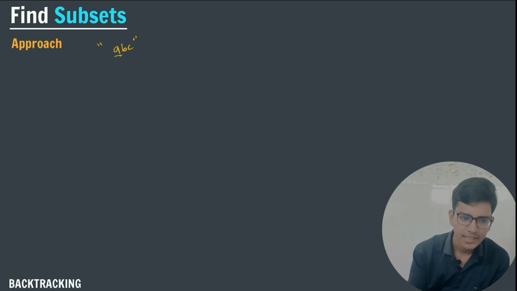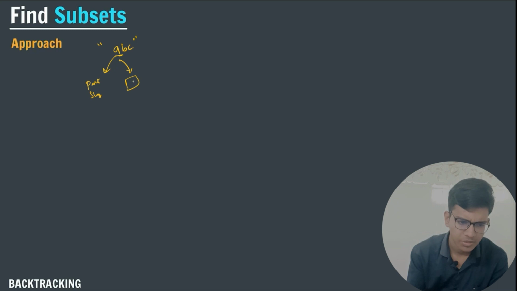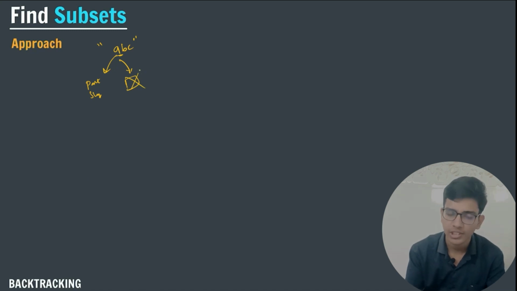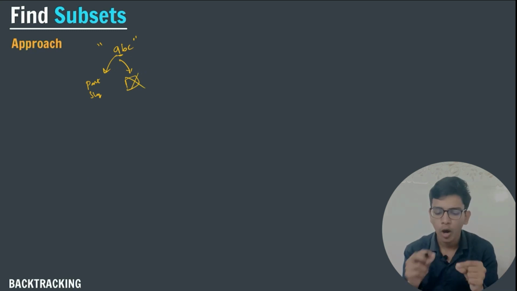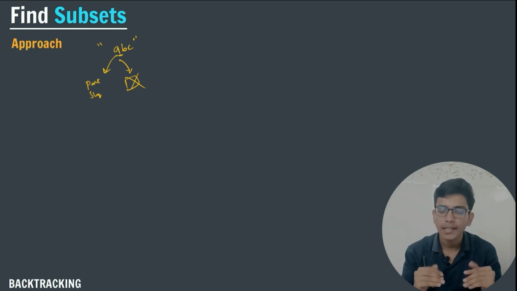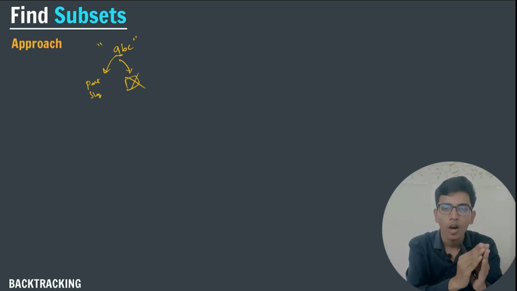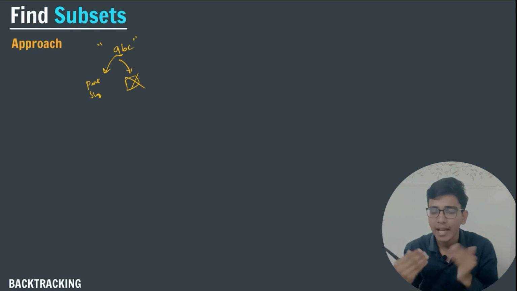Okay, here the starting character A has to make a choice, that is either it wants to be a part of the subset, or it doesn't want to be part of our subset. So at each point of recursion, each character has to make a decision, or make a choice. Either it can be a part of the subset, or it won't be a part of the subset. It has to make a choice.